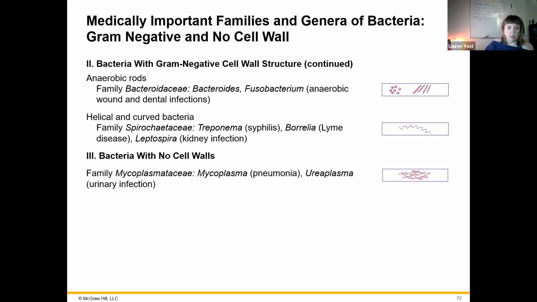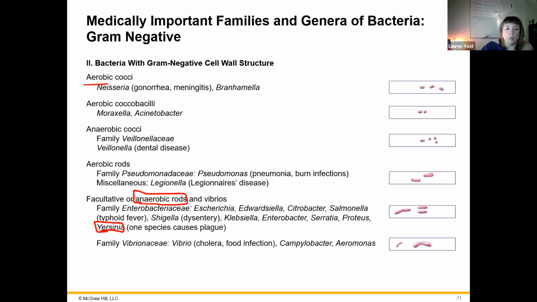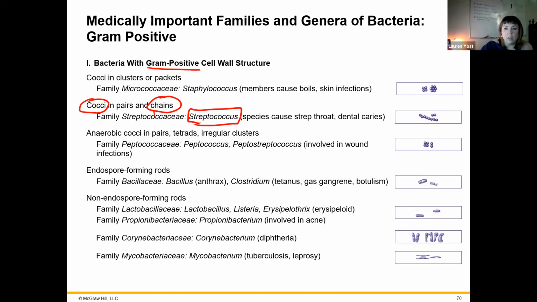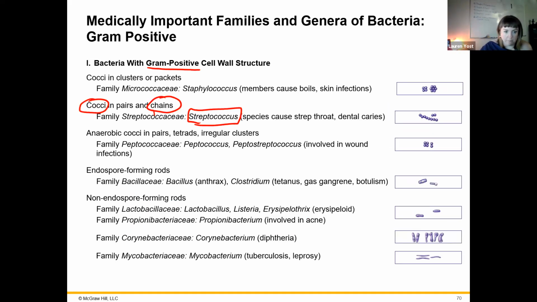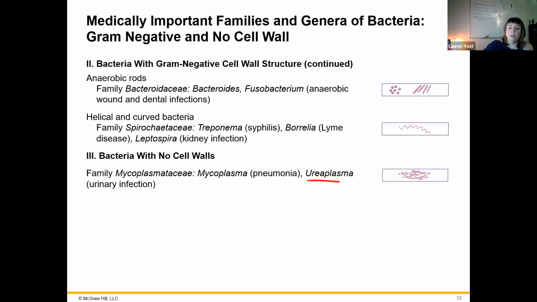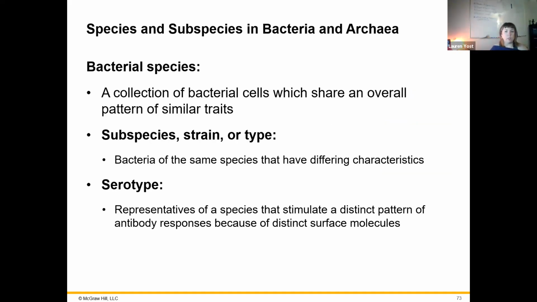And remember, if they have no cell walls, they're going to be the mycoplasma. And there's also ureaplasma, which are basically mycoplasma, but they're associated with urinary infection. So these are our medically important ones. If you guys want to go through these and look at their traits and familiarize yourself with these, you will see a lot of these anyways. You might not see Yersinia pestis, but a lot of these guys you will see when you're working in a hospital, for those of you who are going into nursing or PA.